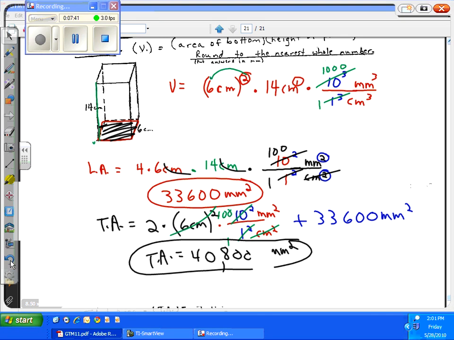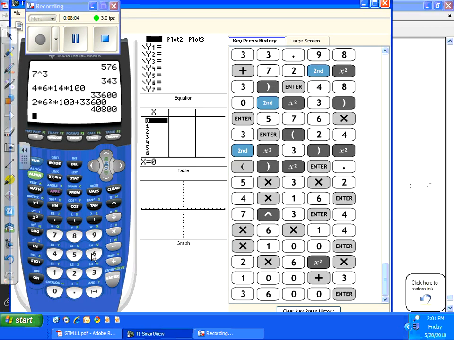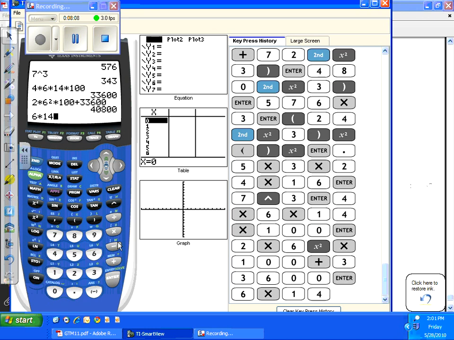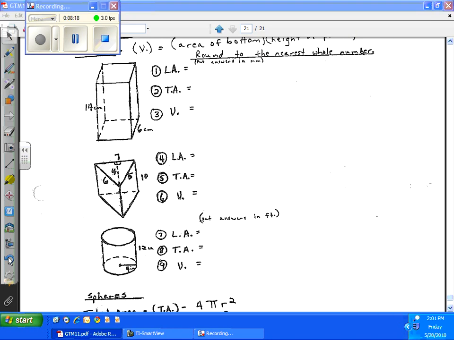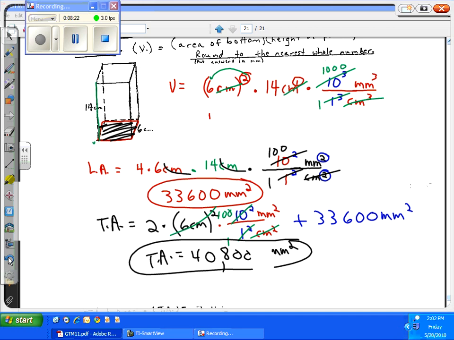So we're going to have the 6 squared, but we're going to lose the centimeter to the third. Centimeter to the third on top would cancel centimeter to the third on bottom. So we're going to have 6 times 14 times 1,000 cubic millimeters. 6 times 14 times 1,000 is 84,000 cubic millimeters for the volume.